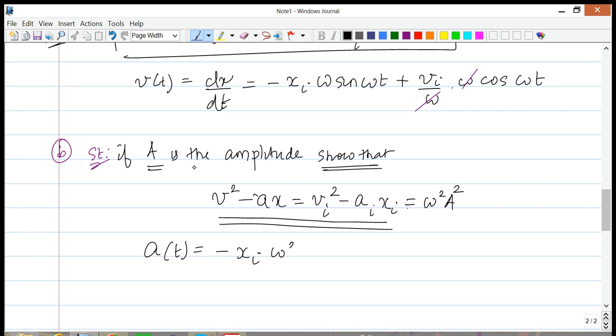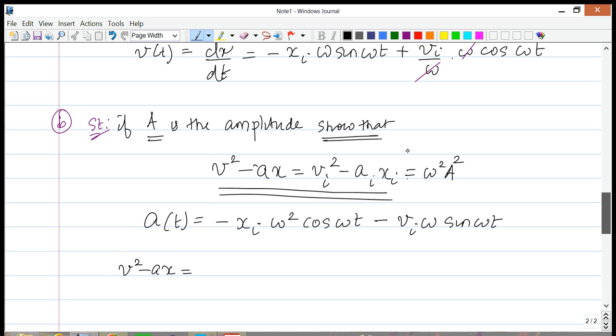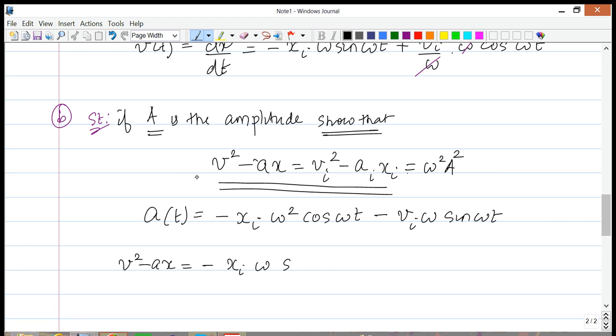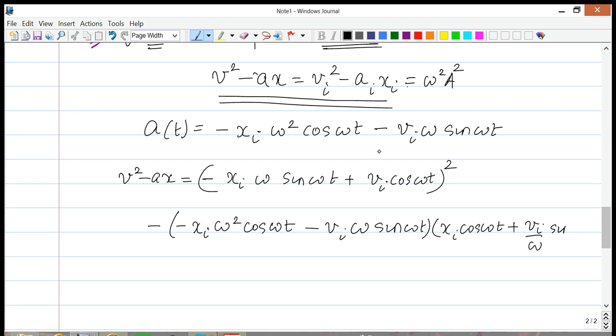negative xi times omega square cosine omega t, plus, or rather there's going to be a negative sign because the derivative of cosine is minus, so it will be minus vi omega sine omega t. Great. So now we have the terms for v, a and x. So let us evaluate v squared minus ax now. So v squared minus ax is going to be equal to v, which is negative xi omega sine omega t plus vi cosine omega t, the whole square, minus a, which happens to be negative of xi omega squared cosine omega t negative vi omega sine omega t, multiplied by x, which is xi times cosine omega t plus vi over omega sine omega t.